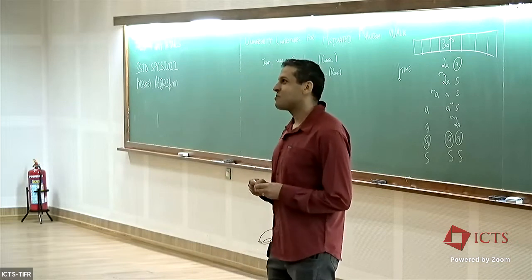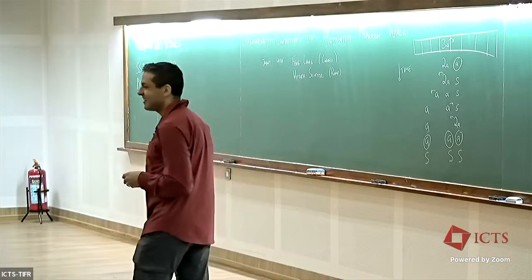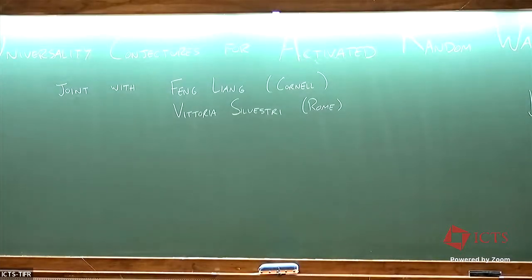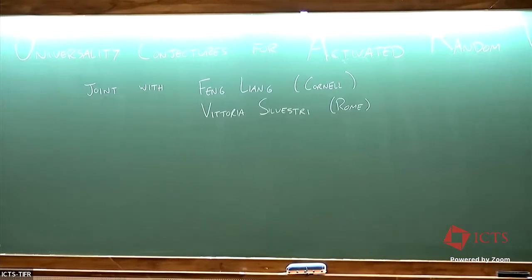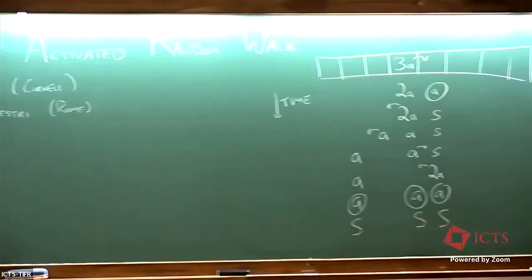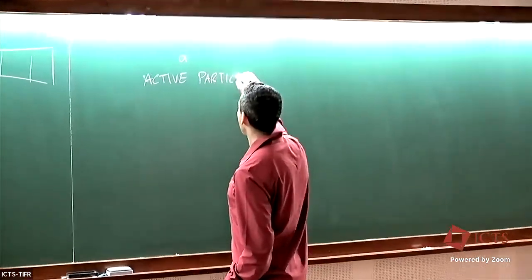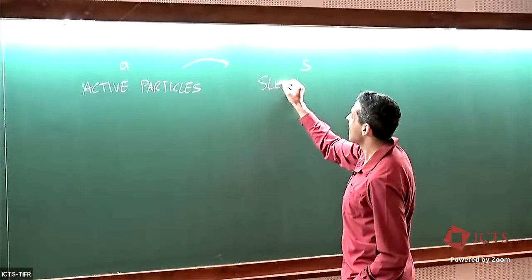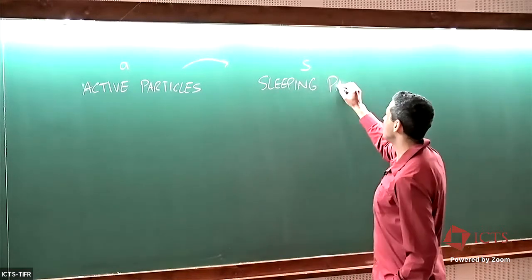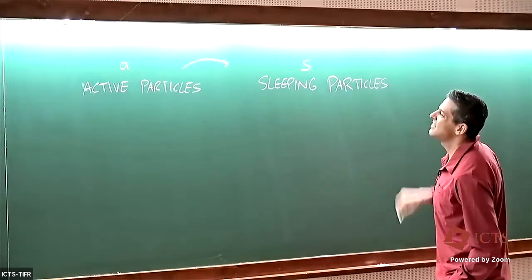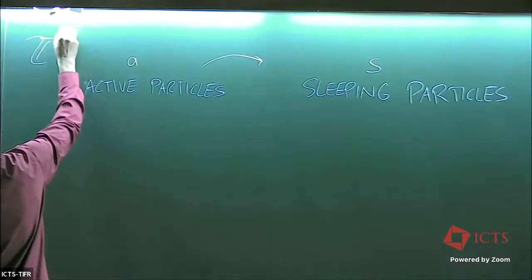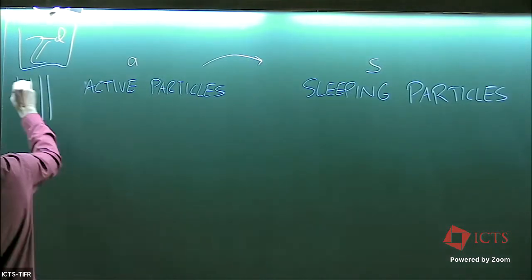But ultimately, I decided maybe there's a different model where those conjectures are actually right. And activated random walk is the best candidate for such a model. So let me tell you how this particle system works. So there are two species of particles. They're active particles, which I'll denote A, and sleeping particles, I'll denote S. And these particles are walking around on a graph or lattice. For this talk, I'll assume everything takes place on the d-dimensional integer lattice.